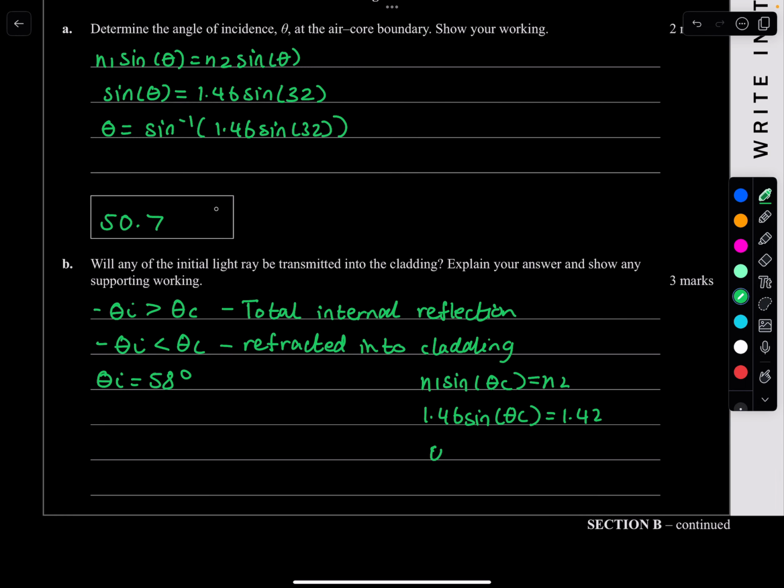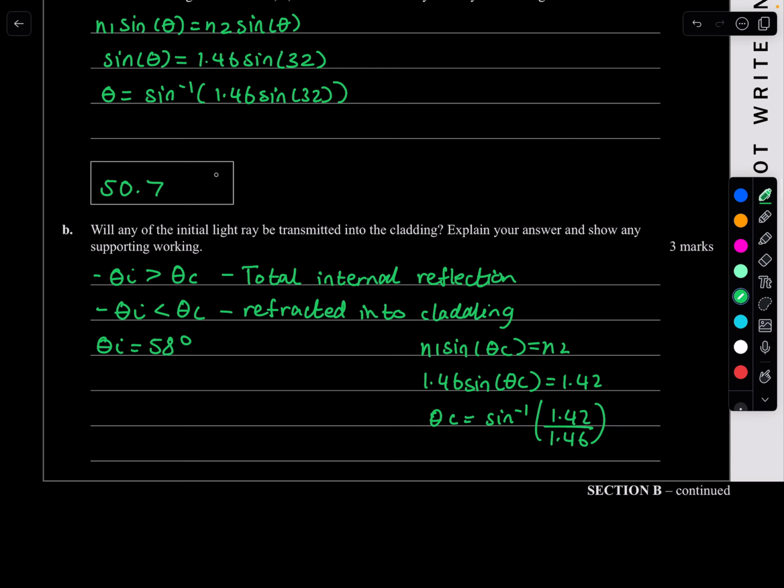So your theta C is the sine inverse of 1.42 over 1.46. And that's going to give me what? 1.42 over 1.46 gives me around 77 degrees. So now we've got that.